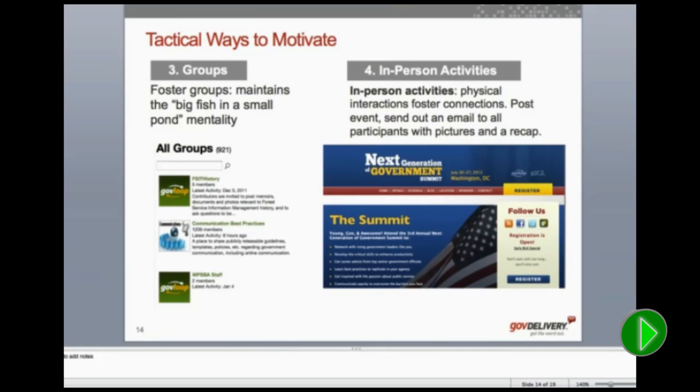The third way is to think about groups as a way to have people feel like they're a big fish in a small pond. So groups are a great way to get people to feel like they're kind of a thought leader on a certain topic.